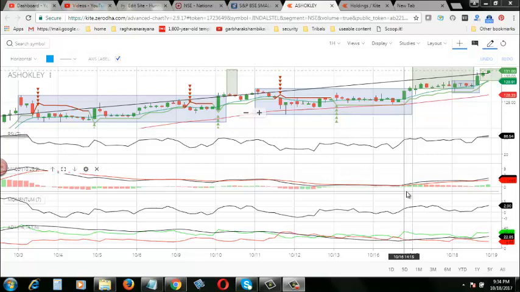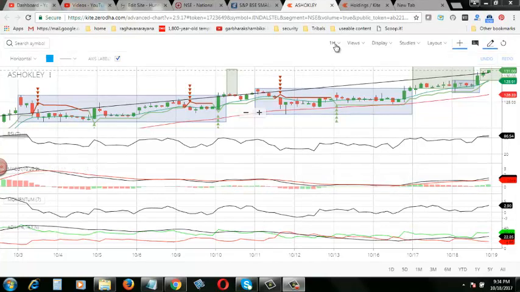For day trading, guys, it needs volatility, stock volatility, and we need to know the volatility of the Ashok Leyland stock. First thing that we have to do is check the minute chart of Ashok Leyland. Okay, first we'll go to the minute chart.